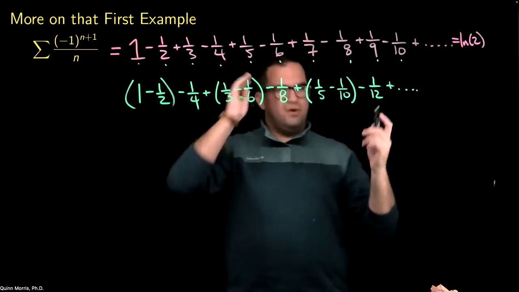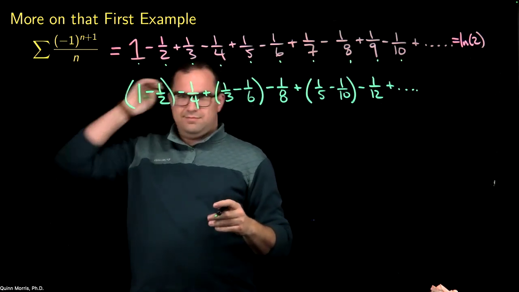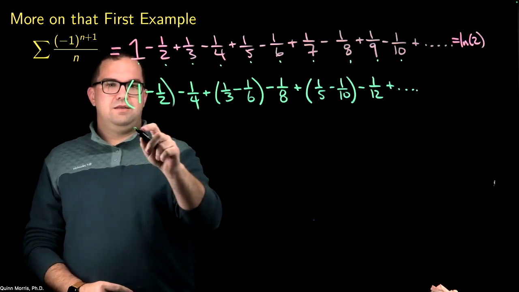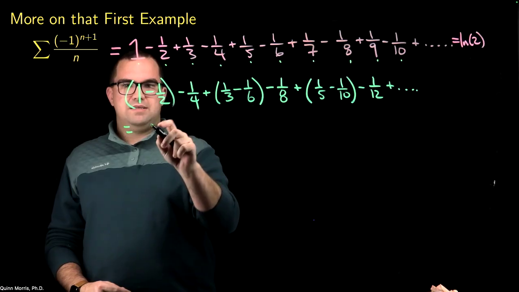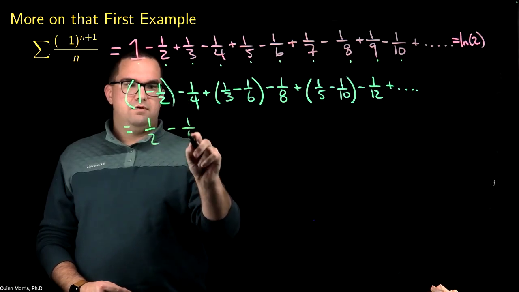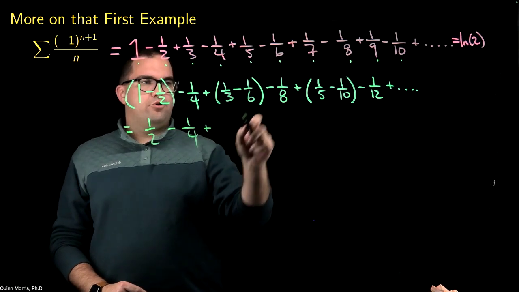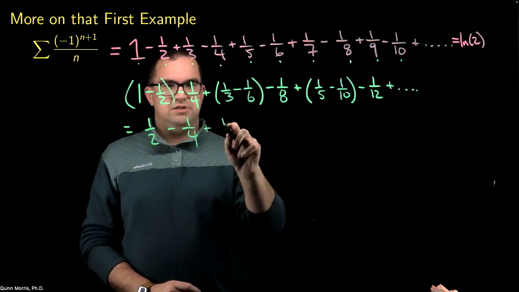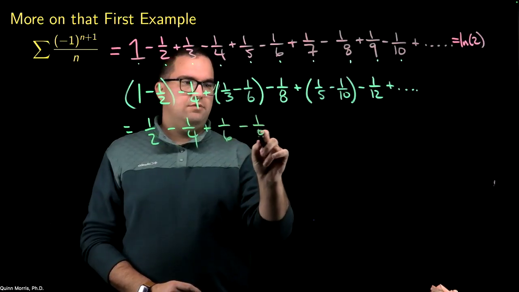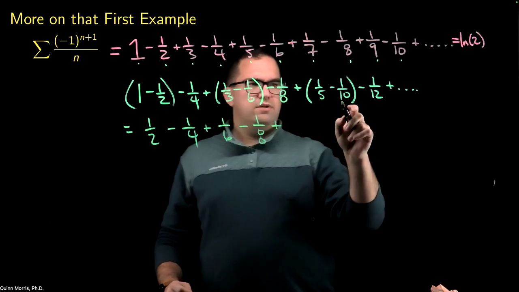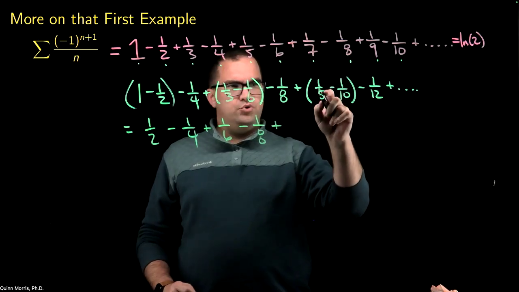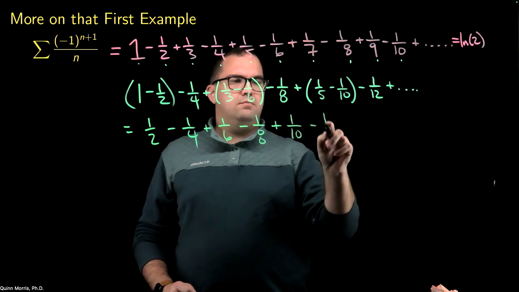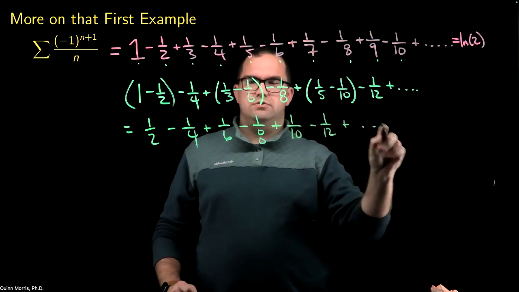Okay. And so you go, okay, well, great, no big deal, this is just some silly rearrangement. If I then do this, let's see, 1 minus a half, that would just be a half. Then minus a fourth plus 1/3 minus 1/6. That's 2/6 minus 1/6, that's just 1/6, minus 1/8 plus 1/5 minus 1/10. So that's 2/10 minus 1/10. That's 1/10 minus 1/12. Okay, so on and so on and so on.